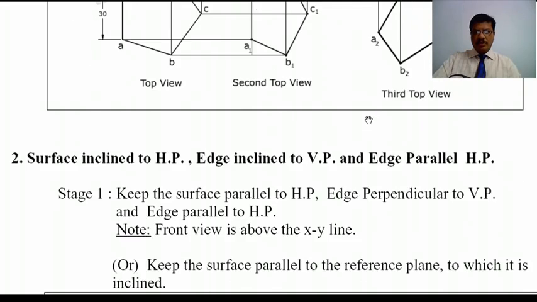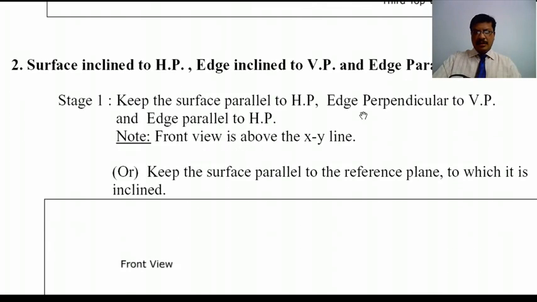Now we will go for the second case. The difference between first case and second case is edge parallel to HP. This is the only term that is deviated from the first case. Surface is inclined to HP, that is similar to first one. Edge is inclined to VP, this point is also similar to first one. And edge is parallel to HP. This is the second case.